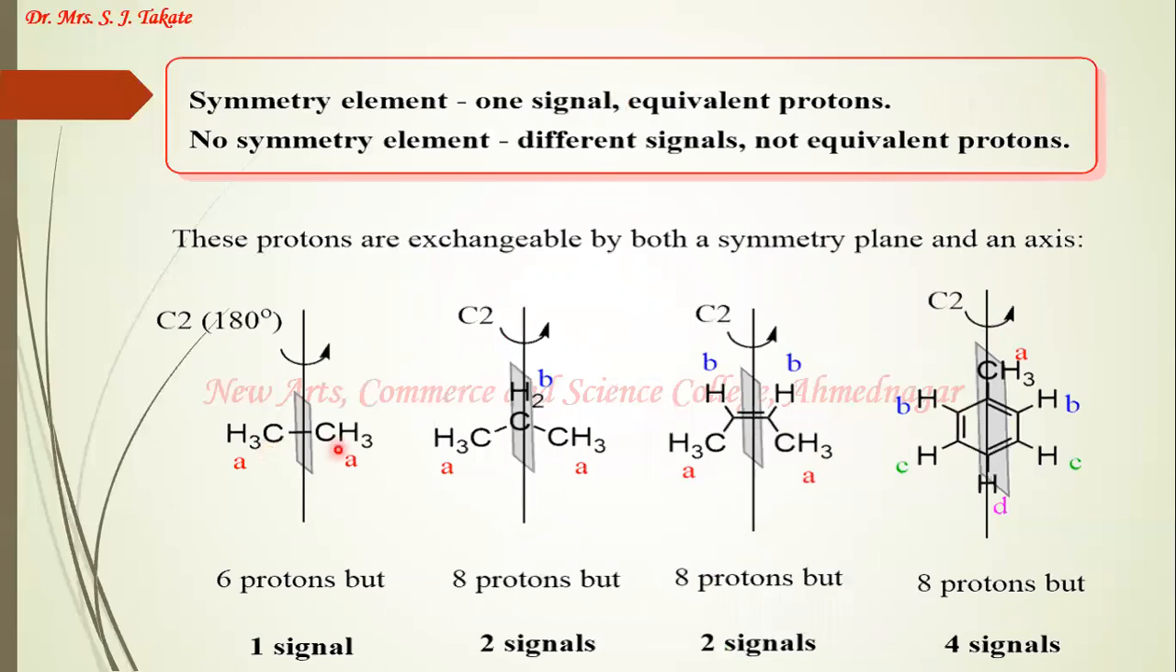In this case of ethane, these two methyl groups are there. If I rotate this molecule through 180 degrees, then this methyl group will take the place of this methyl group. That is, they will exchange their positions, and the initial structure and the resulting structure are indistinguishable. They are the same. This means that the ethane molecule possesses a C2 axis, a symmetry axis. Therefore, the protons are homotopic protons and we get the same signal.